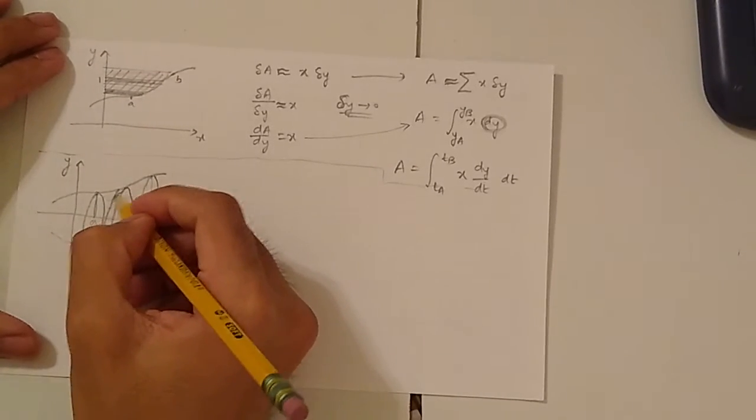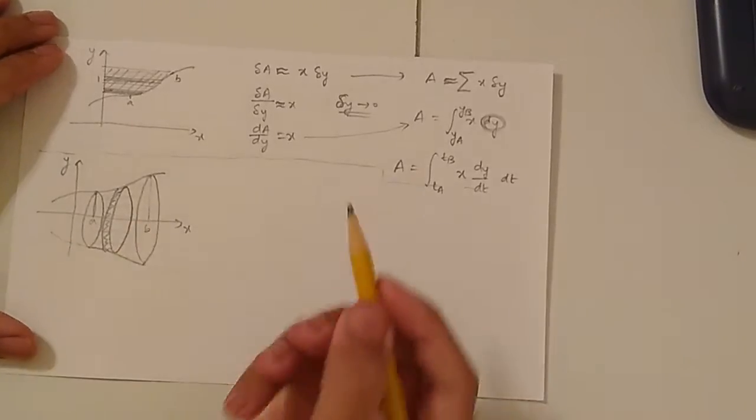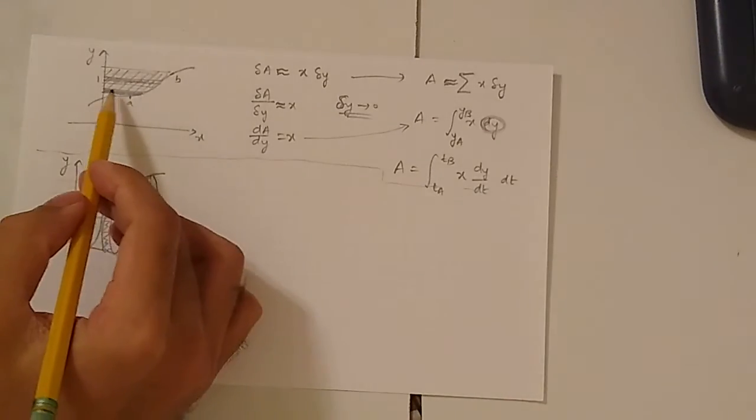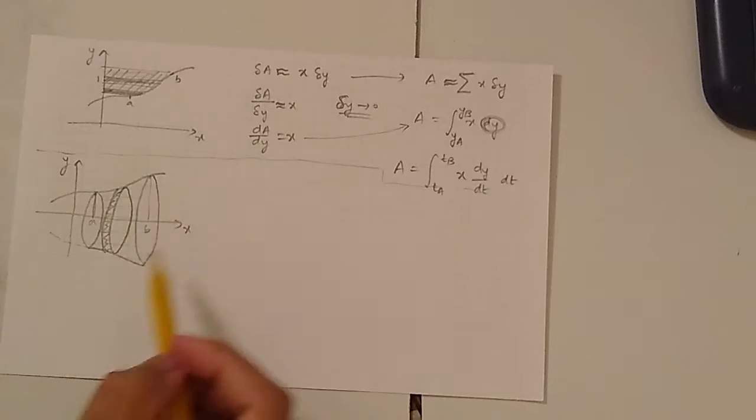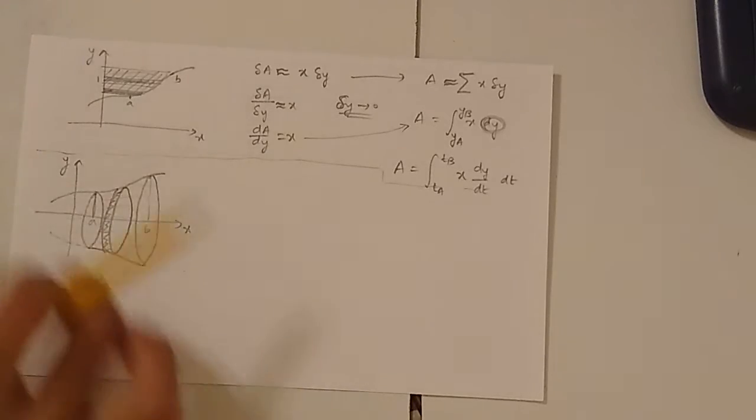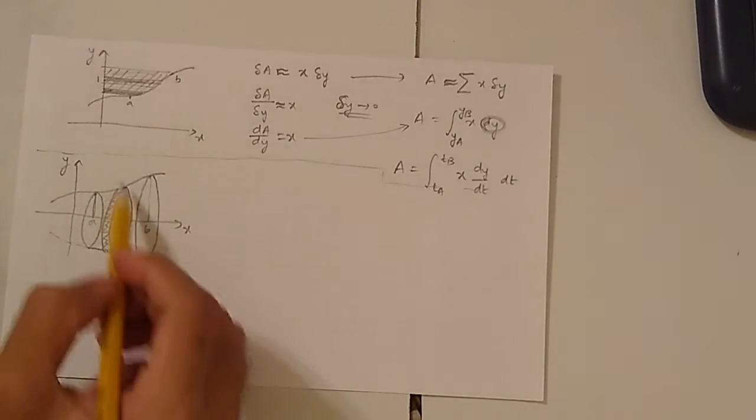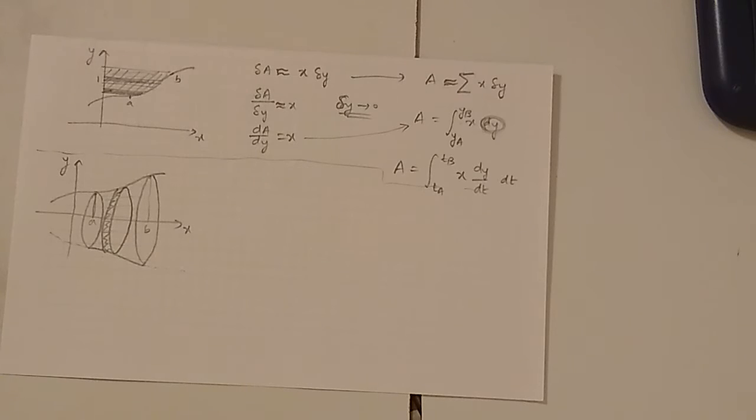Okay, so we have this small thin disk. Now in the previous case we had strips. Over here, since this is a solid, we are going to have disks, small thin circular disks. Each disk can be considered to be a cylinder.